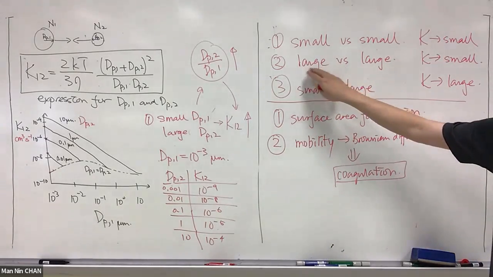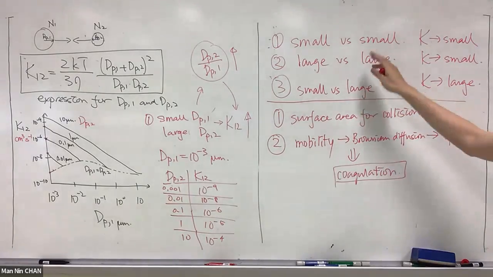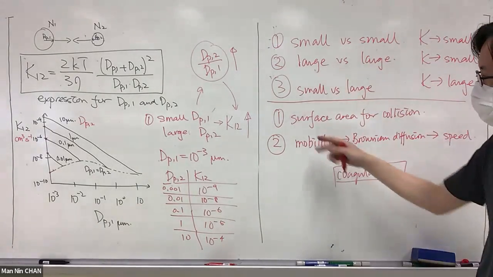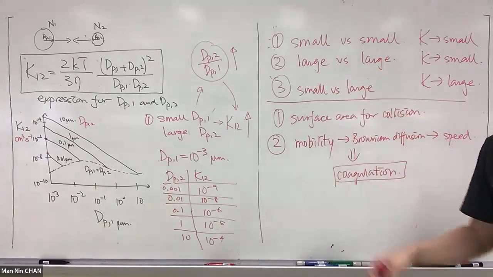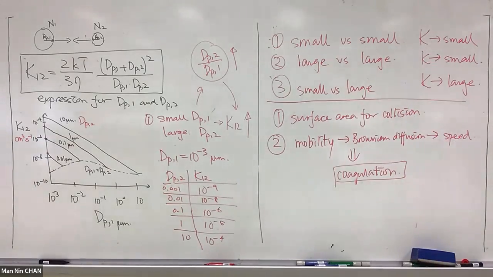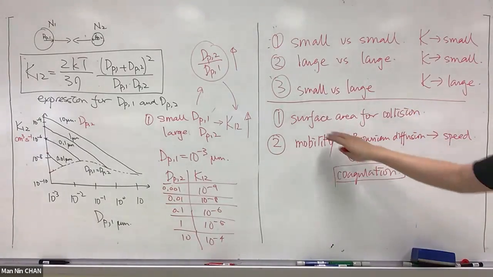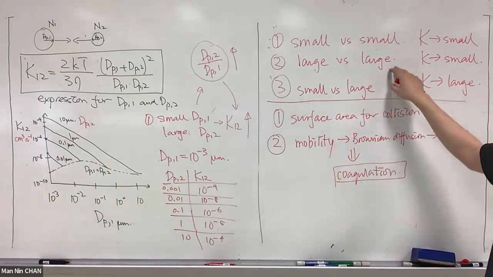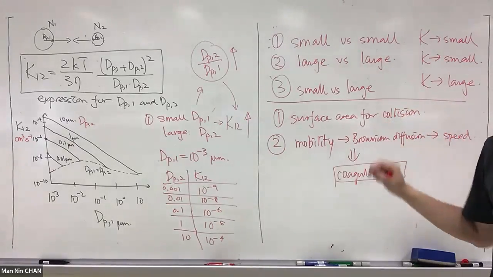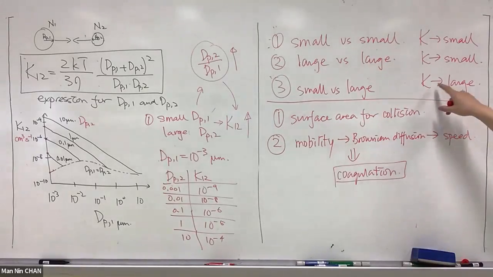So then you can also make the same argument here for large particles. So now you can see, there's the opposite, right? For a large particle, you have a large surface area for collision. But the problem is for a large particle, you have a slower speed, right? So even though you have a large surface area for collision, you have a lower mobility, a lower speed. Therefore, overall your value is smaller. So it's somewhere in between, so you will have a higher K value.